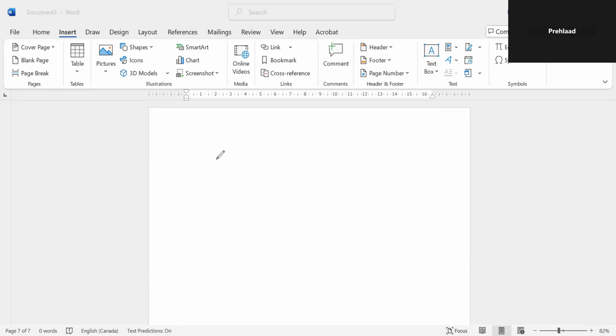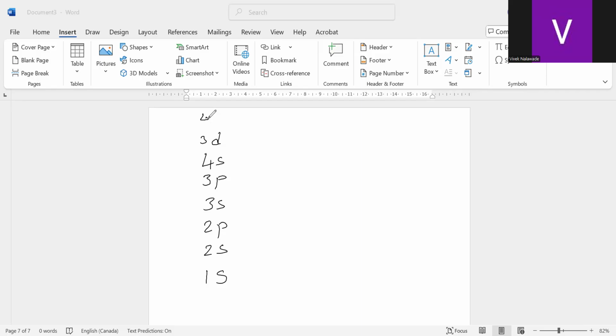Instead of sharing, I feel like it'd be easier to tell you. I'm drawing it for you. So I have 1s, then 2s, 2p, then 3s. After 3s, I have 3p, and after 3p, I have 4s. And then 3d, sorry, n minus 1. D means n minus 1. After 3d, I have 4p.